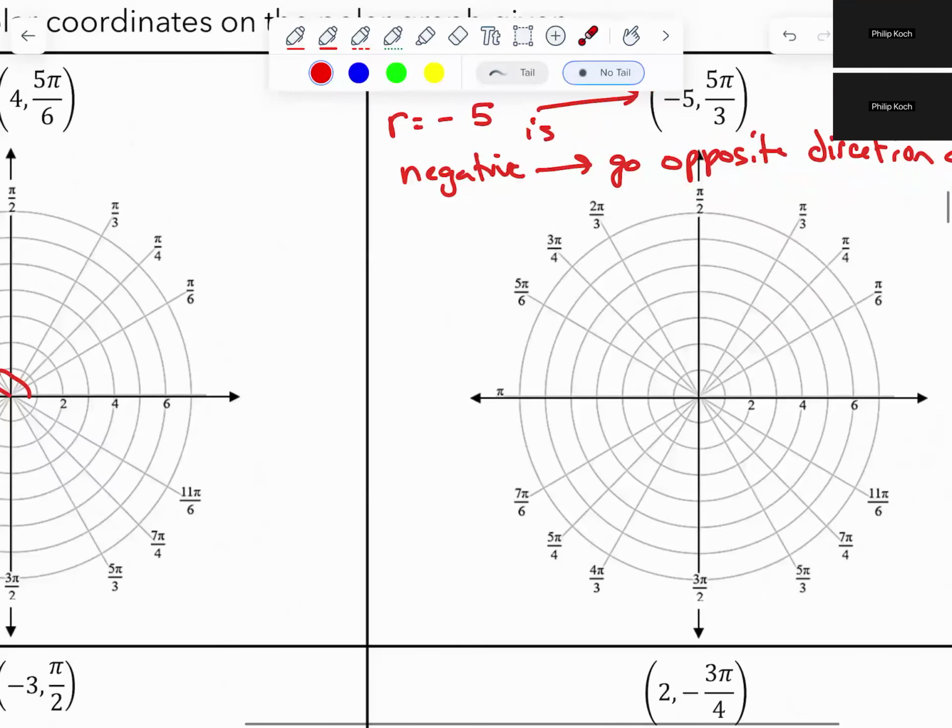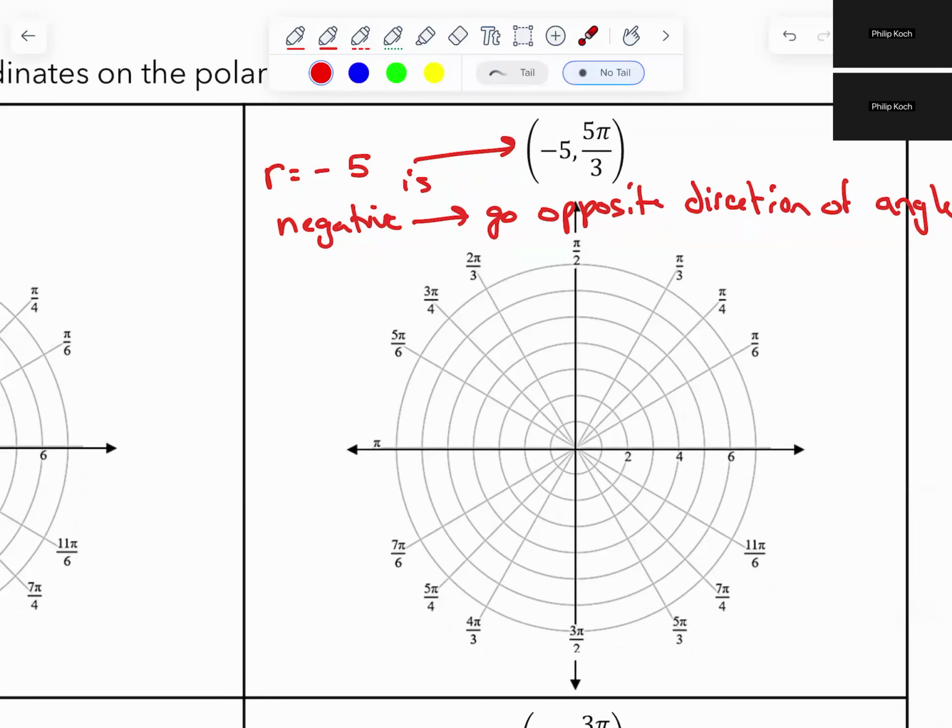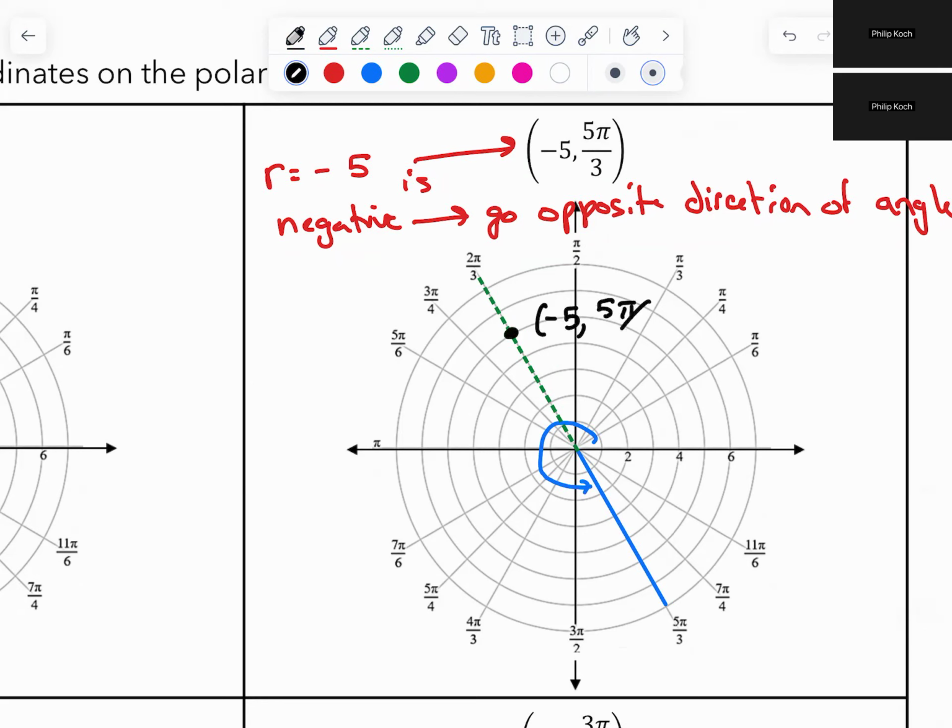Next one, 5 pi over 3. That's in the fourth quadrant because that's 1 less than 6 pi over 3, which is 2 pi. So we'll do that right to there. That's 5 pi over 3. And so what we'll do is go backwards to find it. Go back 5: 1, 2, 3, 4, 5, to right there. And that is negative 5, 5 pi over 3.